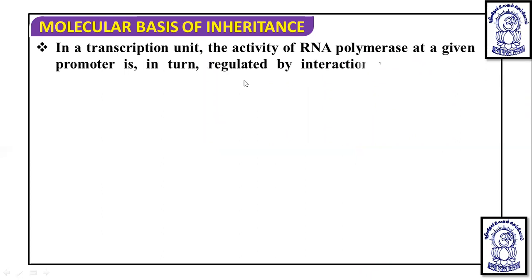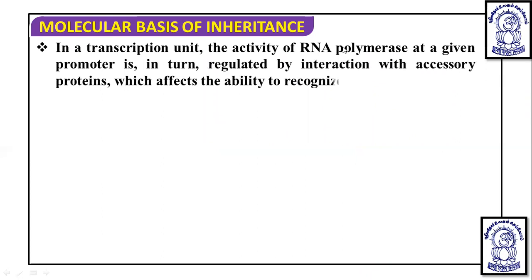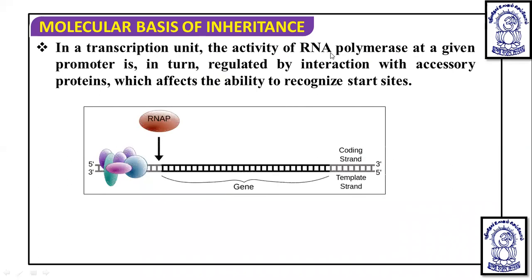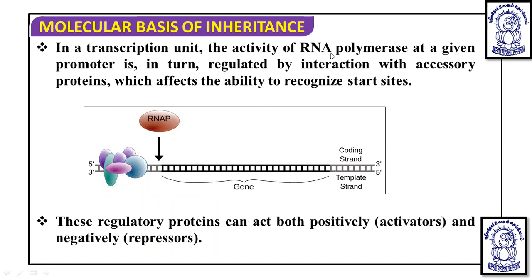Now in a transcription unit, we know that the activity of RNA polymerase at a given promoter is regulated by interaction with accessory proteins. RNA polymerase interacts at a promoter region, and the interaction occurs with the accessory proteins, and these accessory proteins help the RNA polymerase recognize a particular start site. So when RNA polymerase binds with the promoter region, the regulatory proteins there can act both positively, as activator, or as inhibitor.